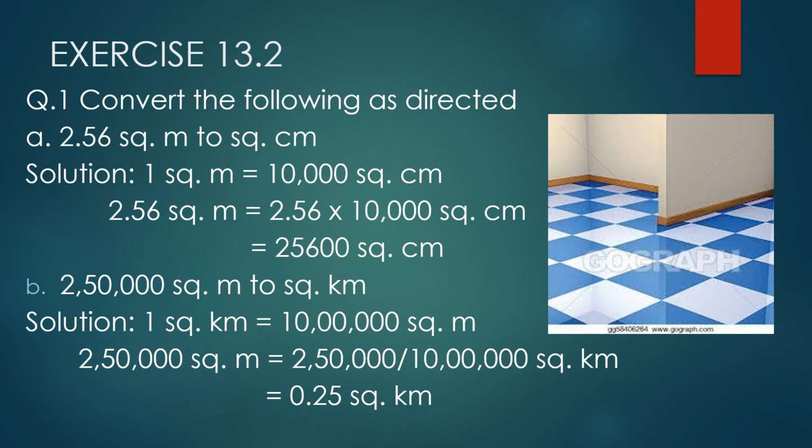Now, next one is 2,50,000 square meters into square kilometers. Here 1 square kilometer is equal to 10 lakh square meters. So we will be converting the smaller unit into a bigger unit over here. So we will divide by the conversion. After dividing, we get 0.25 square kilometers.